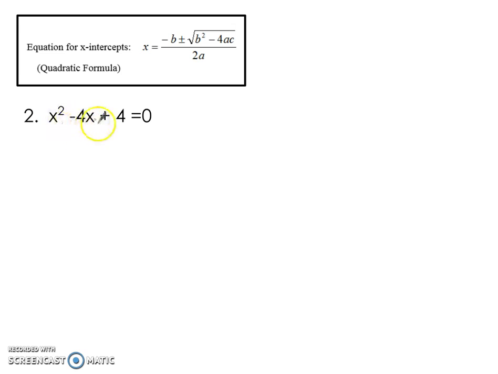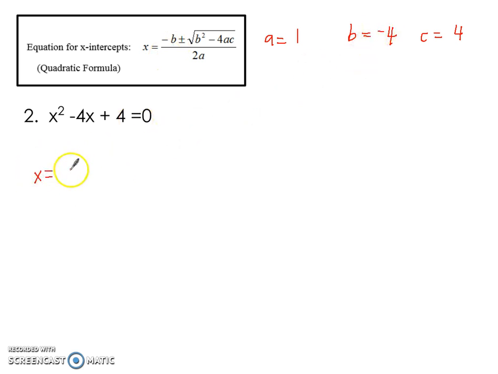So again, we're going to do the same thing as we did before. I'm going to identify my A, my B, and my C. So my A would be in this situation 1, because I have a leading coefficient of 1. My B is a negative 4, and my C is 4. And again, I have my formula. I'm just going to substitute those values into my formula here.